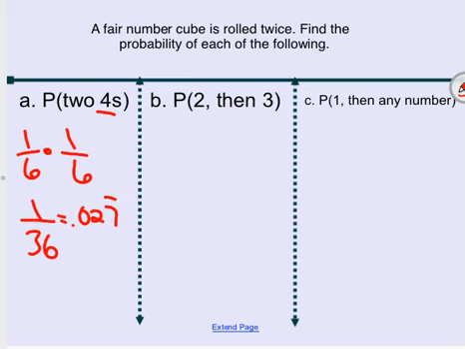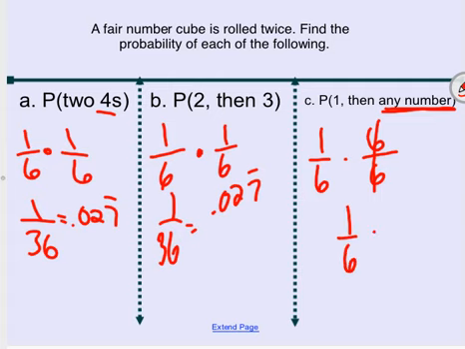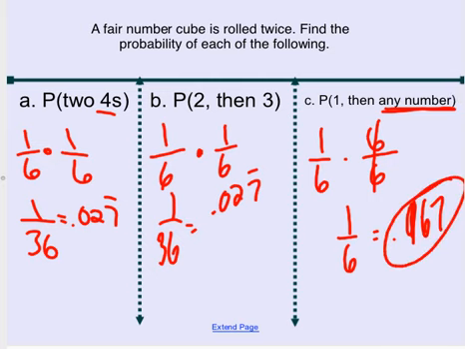So the probability of a 2, 1 out of 6, times then a 3, 1 out of 6 again. So we're going to say that's 1 out of 36, which is 0.027 repeating. Probability of a 1, so that's the 1 out of 6 thing again, then any number. So we don't care what number it is out of 6. That's just like multiplying by 1. It's just going to be 1/6, which equals 0.167.